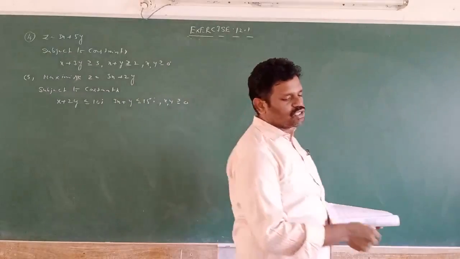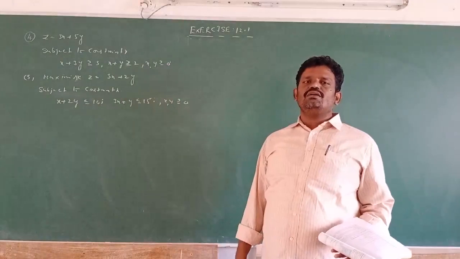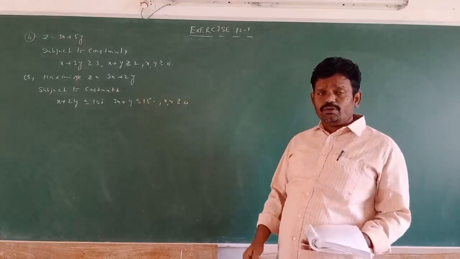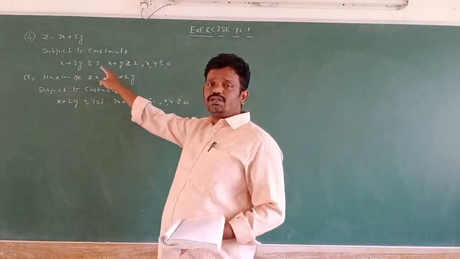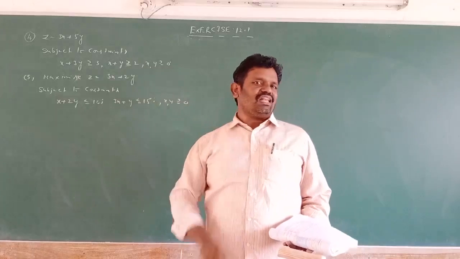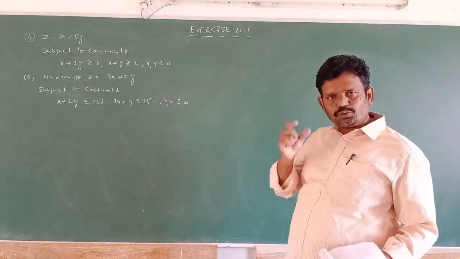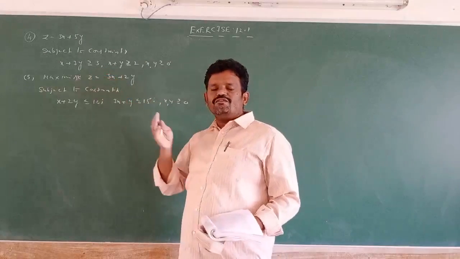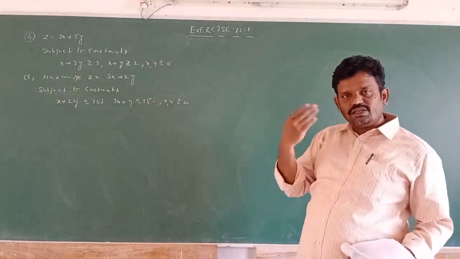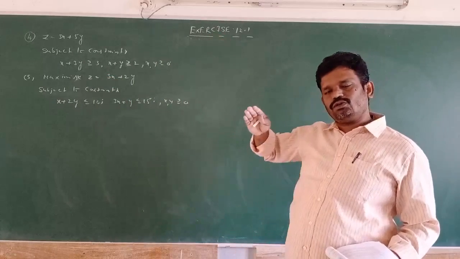Do these questions as homework: one question gives a minimum value, the other a maximum value. Both have bounded feasible regions. Already we know how to find the bounded feasible region. First we convert these inequalities into equations. After that we find the coordinates of each line equation, plot those points on the graph, and shade the region. We substitute the origin in the inequality. If the inequality is true, we shade towards the origin; otherwise, if it is false, we shade away from the origin.